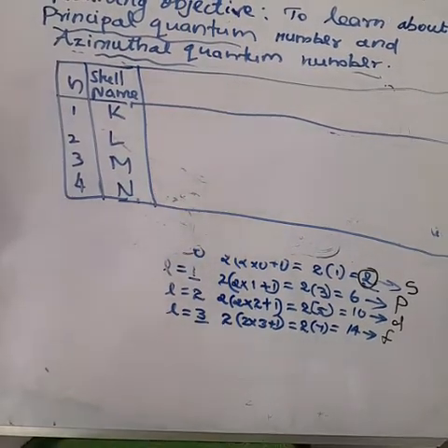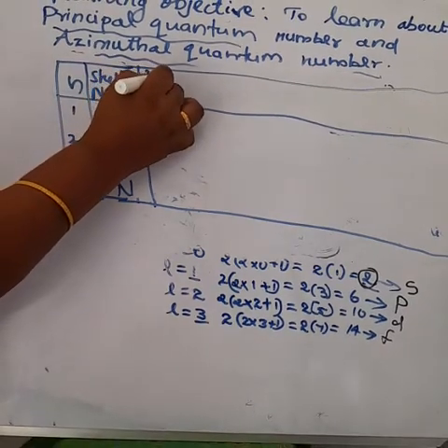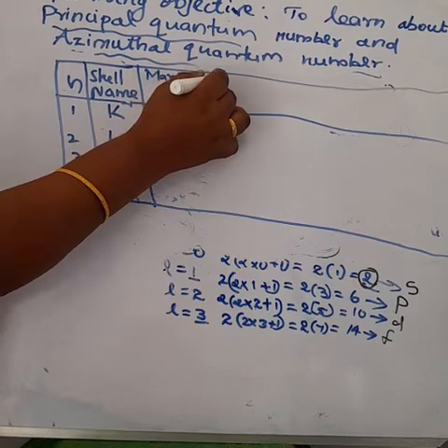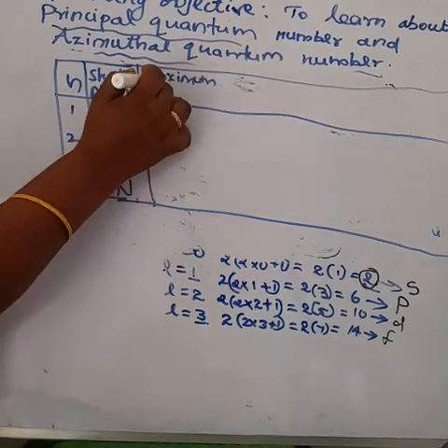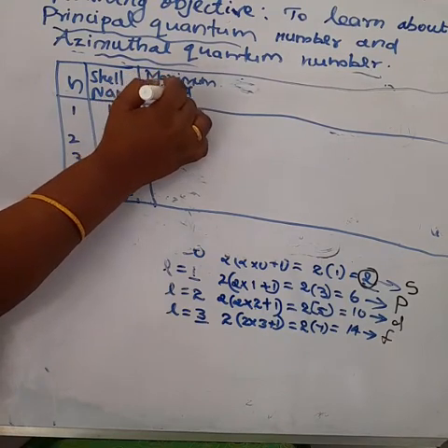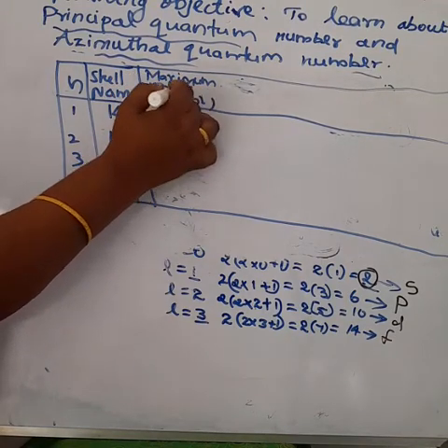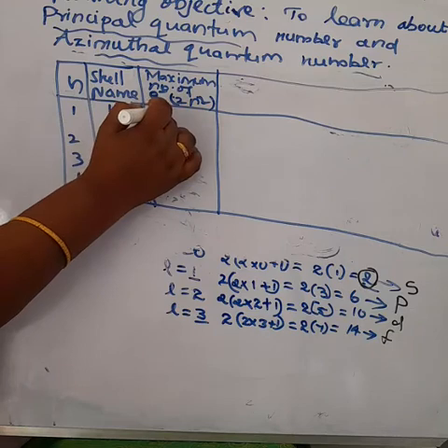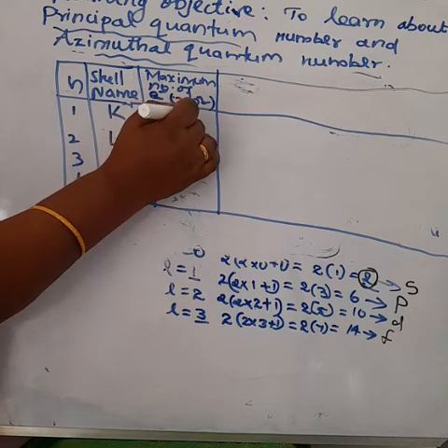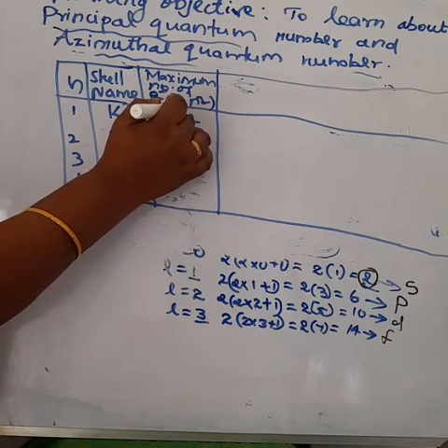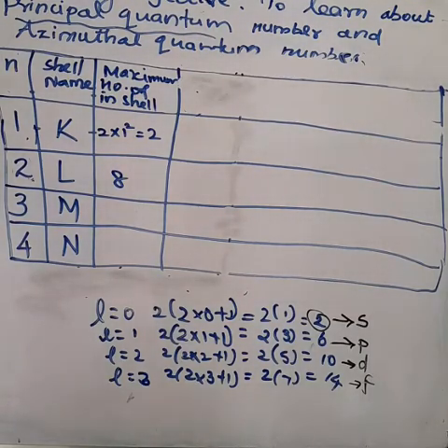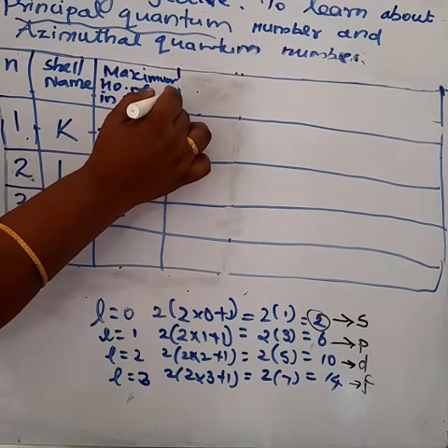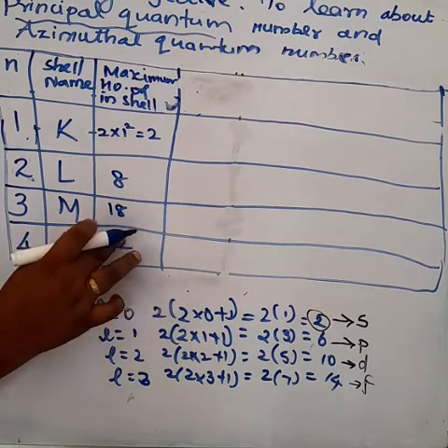Maximum number of electrons accommodated in a shell is given by the 2n square formula. According to the 2n square formula, when n is equal to 1, the K shell, we can accommodate 2 electrons. When n is equal to 2, the L shell, we can accommodate 8 electrons. When n is equal to 3, the M shell, we can accommodate 18 electrons. And n is equal to 4, the N shell, we can accommodate 32 electrons. Okay, this is about the shells.